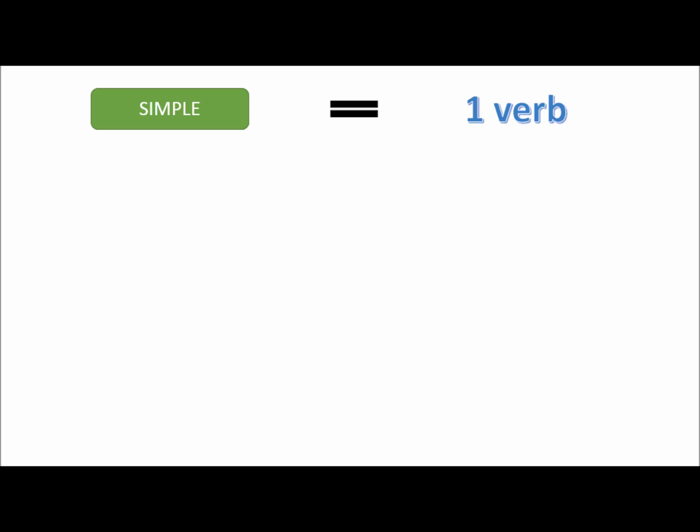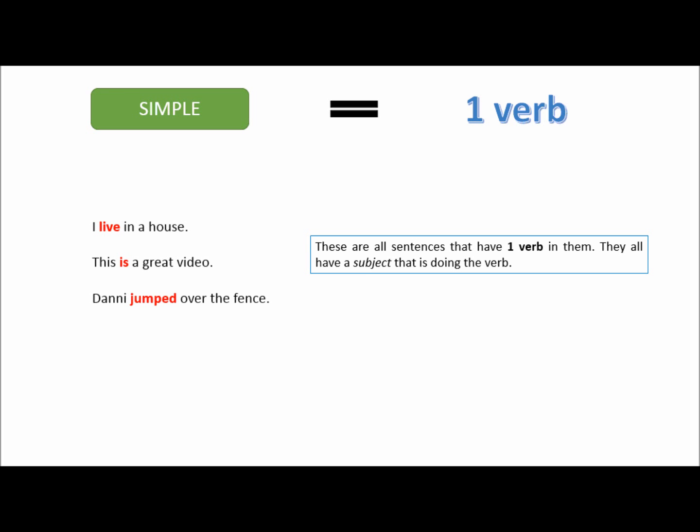Simple sentences have one verb. For example, I live in a house. This is a great video. Danny jumped over the fence. These are all sentences that have one verb in them. They all have a subject that is doing the verb.